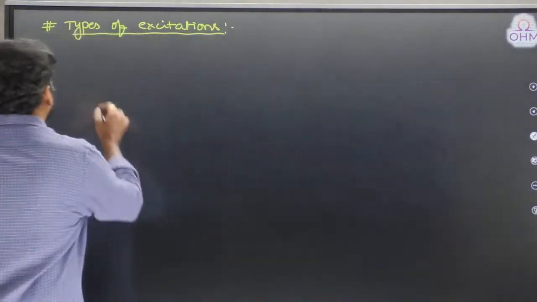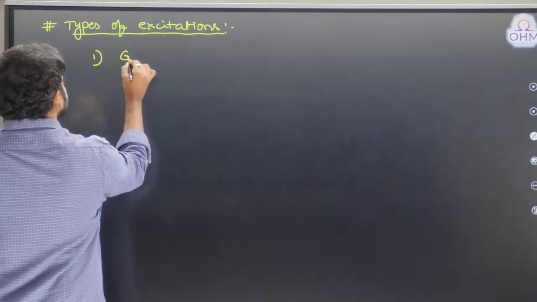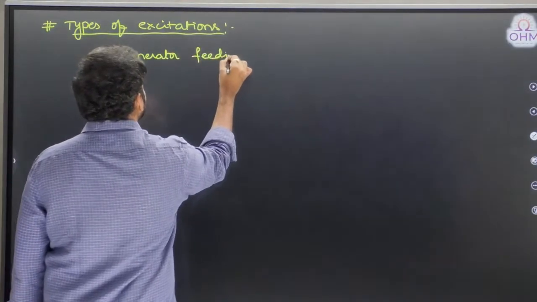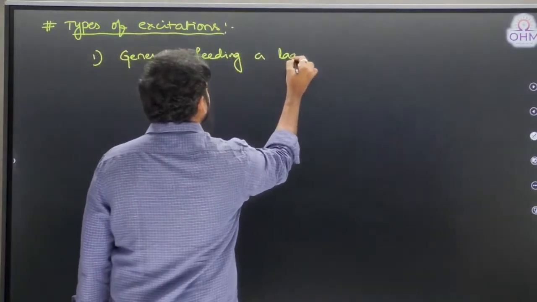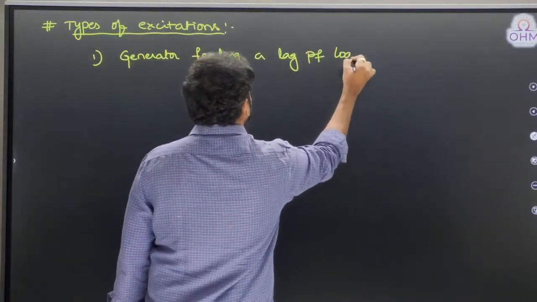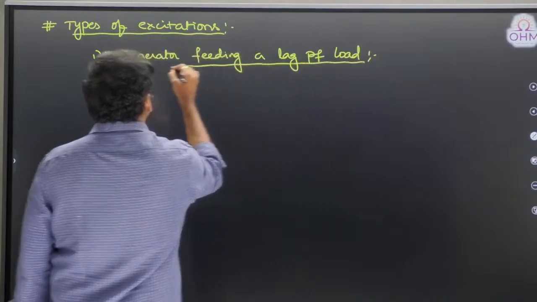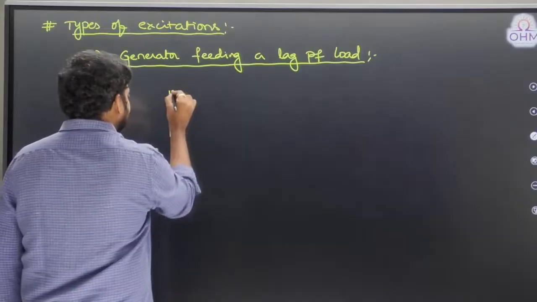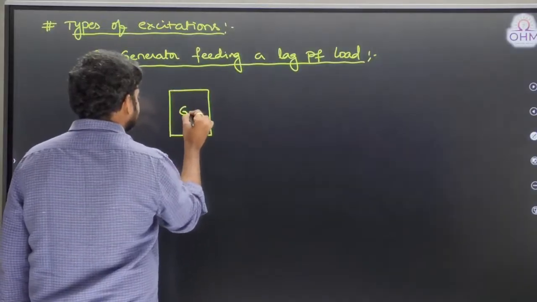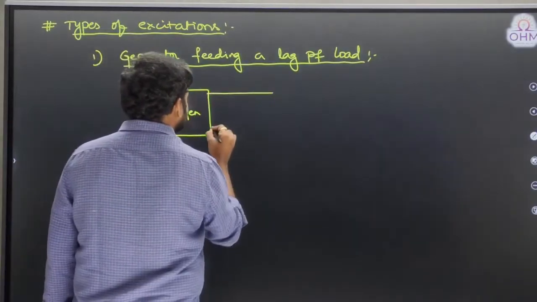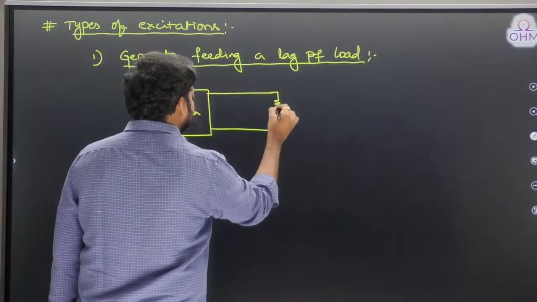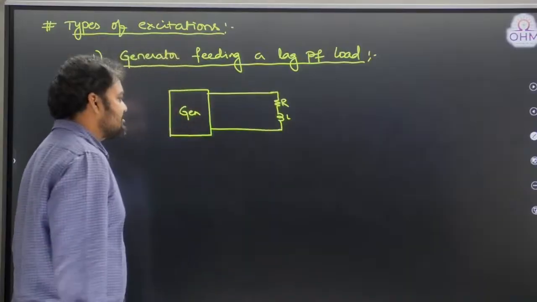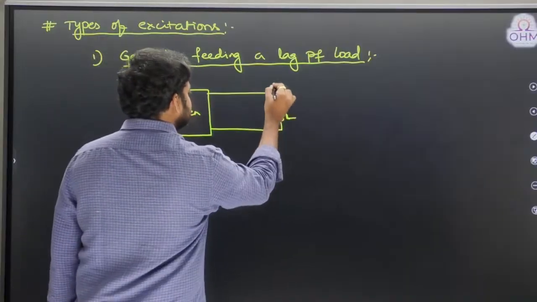What is that case? I will take a synchronous generator feeding a lagging power factor load. I will take a synchronous generator feeding a lagging power factor load, okay. That means you see, I have a generator with me. This is a generator. And this generator was feeding a lagging power factor load. Lagging power factor load means it is feeding an RL load simply. Yes. This is the load branch.